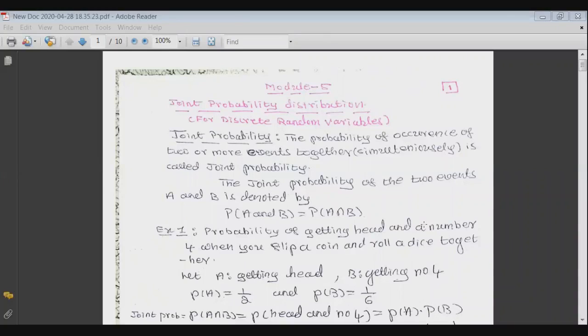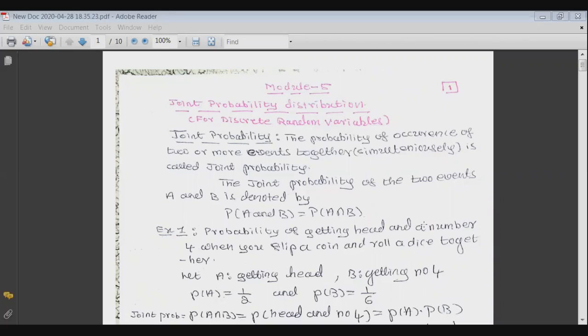In this session, we discuss the joint probability distribution of random variables, in particular with respect to discrete random variables. Joint probability means the probability of occurrence of two or more events simultaneously or together.